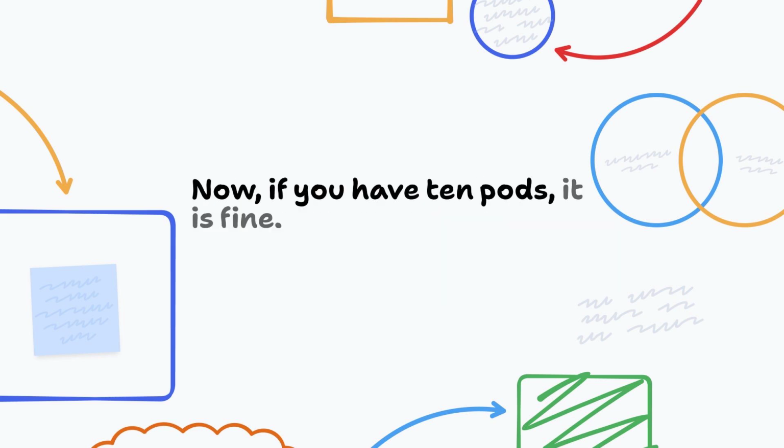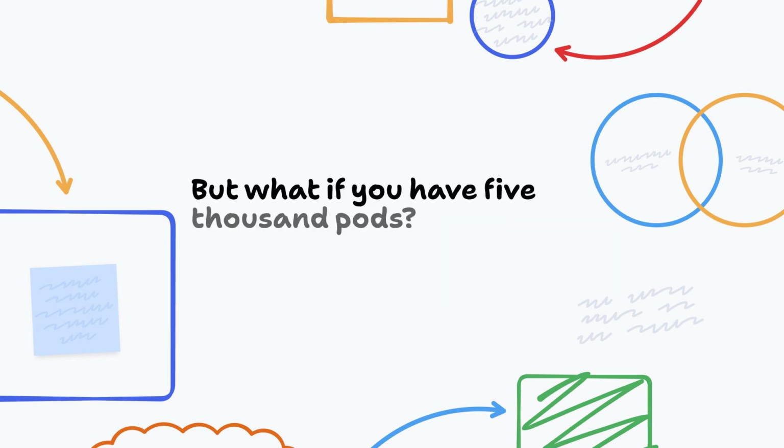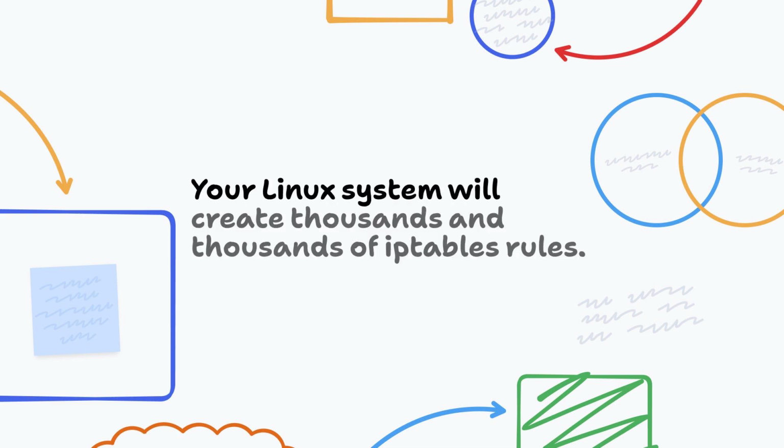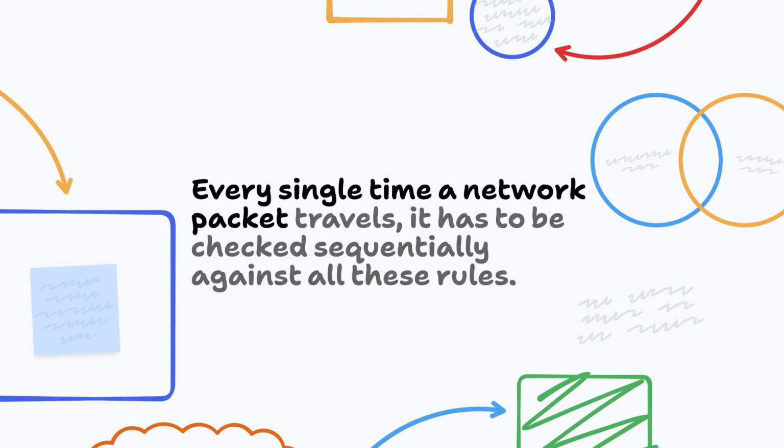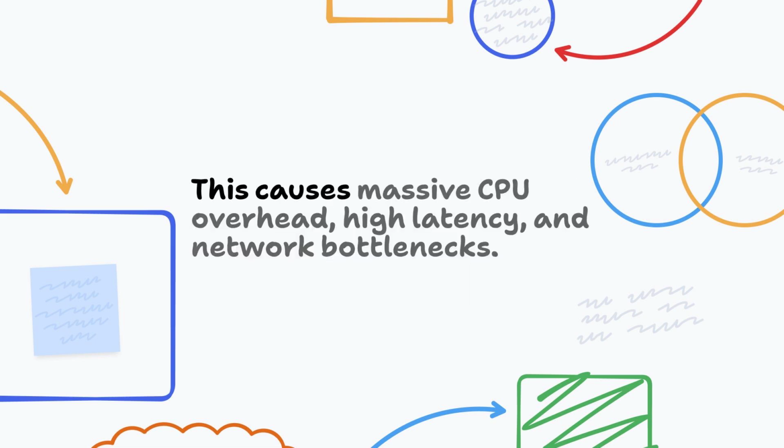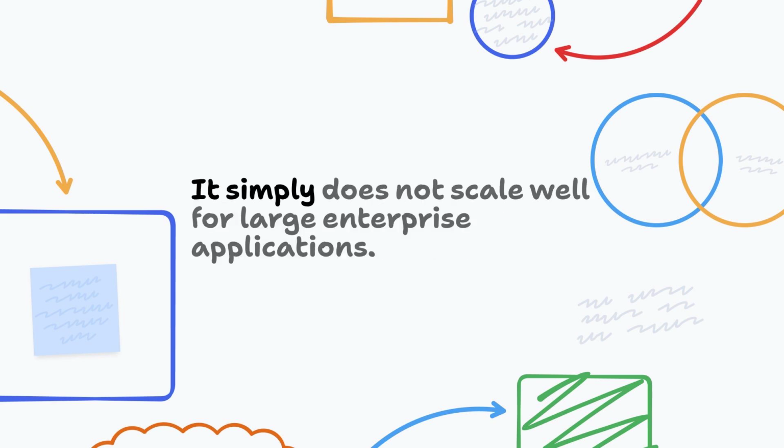Now if you have 10 pods, it is fine. But what if you have 5000 pods? Your Linux system will create thousands and thousands of iptables rules. Every single time a network packet travels, it has to be checked sequentially against all these rules. This causes massive CPU overhead, high latency, and network bottlenecks. It simply does not scale well for large enterprise applications.